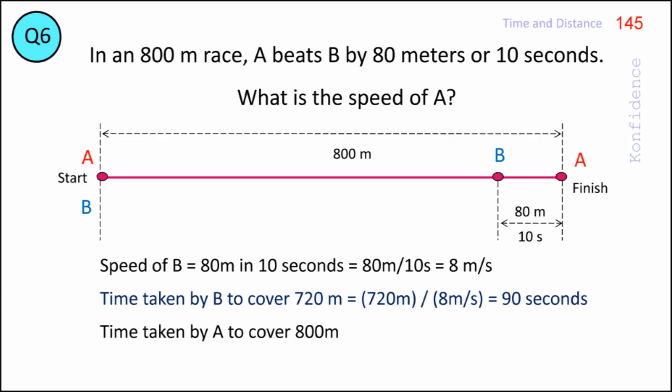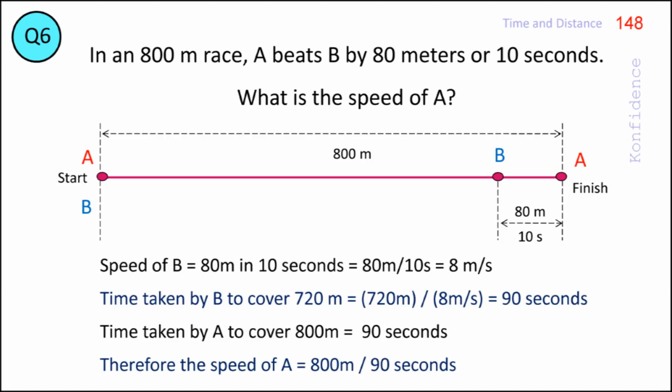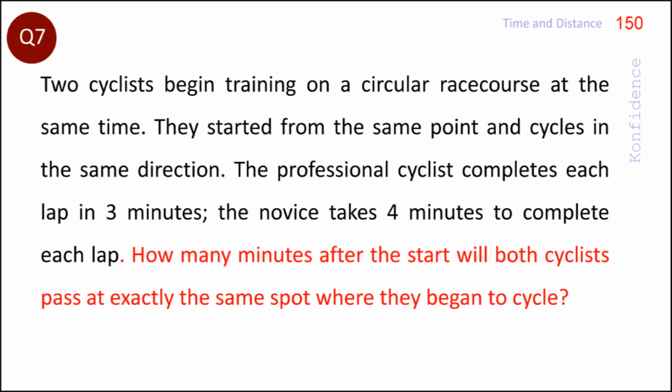In these 90 seconds, A will run the full distance of 800 meters. So the speed of A equals distance by time, or 800 by 90, or 8.88 meter per second. Let us look at one more question from this section.